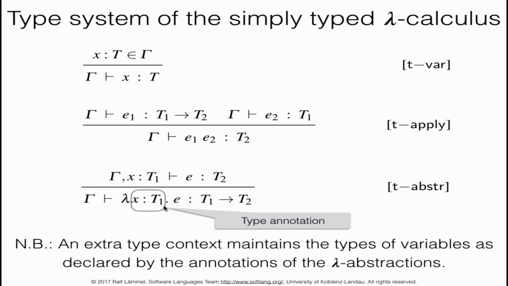The type of a lambda abstraction is of course a function type, because a lambda abstraction is a function, and it's a function type with the argument type being the type as declared by the annotation T1, and the result type is some type T2, namely the type of the body of the lambda abstraction. However, we need to adjust the typing context for checking the type of the body. That is, we need to assign the type T1 to the variable x within the body E.